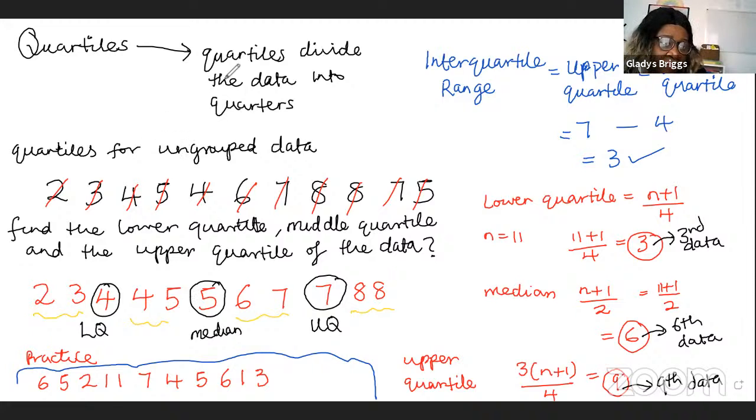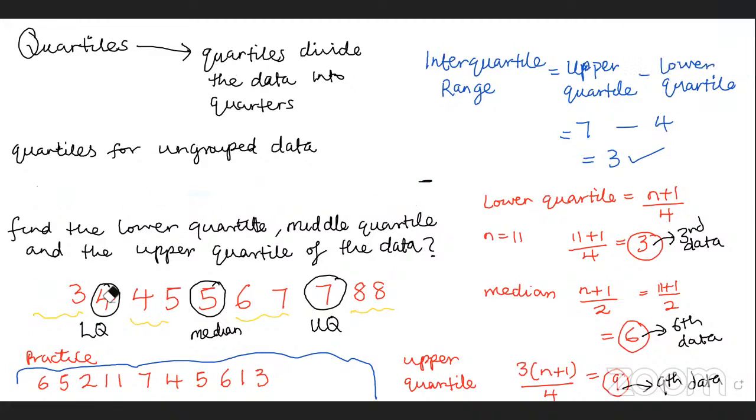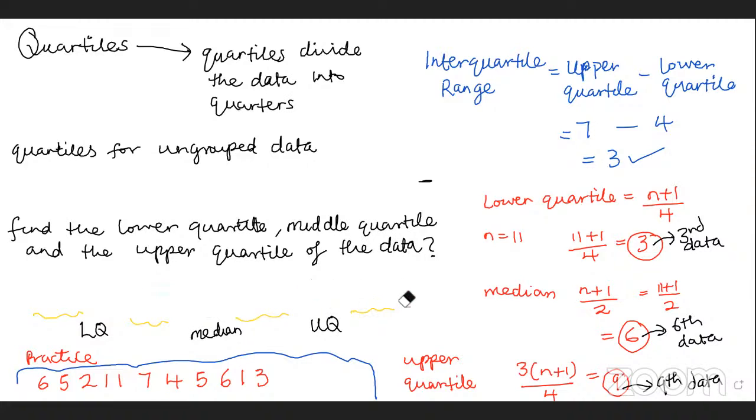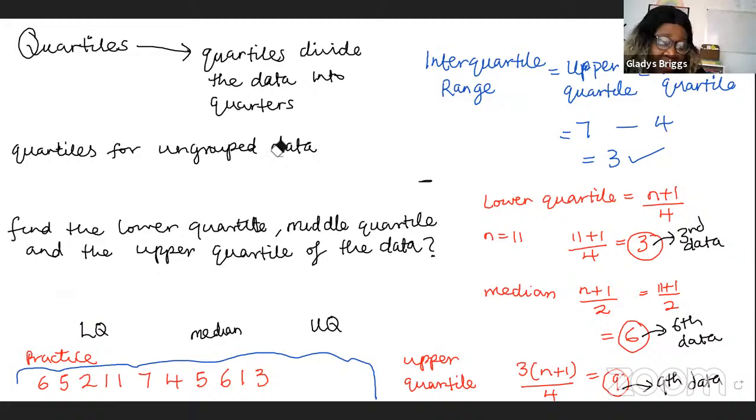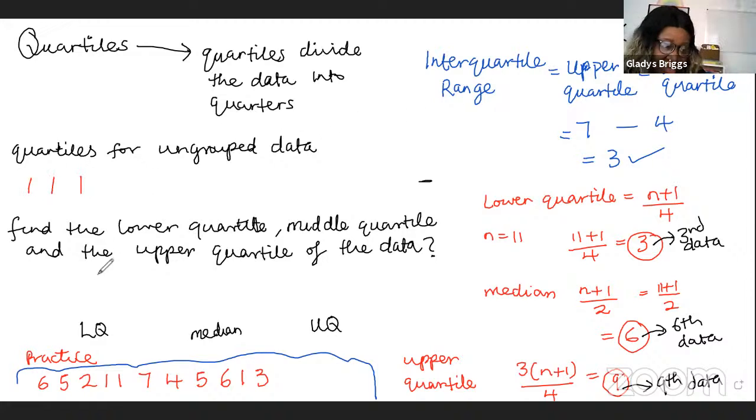So, what did you get for your lower quartile? Third data, sixth data, and ninth. Which one is it? One. Good. That's what I want to hear.